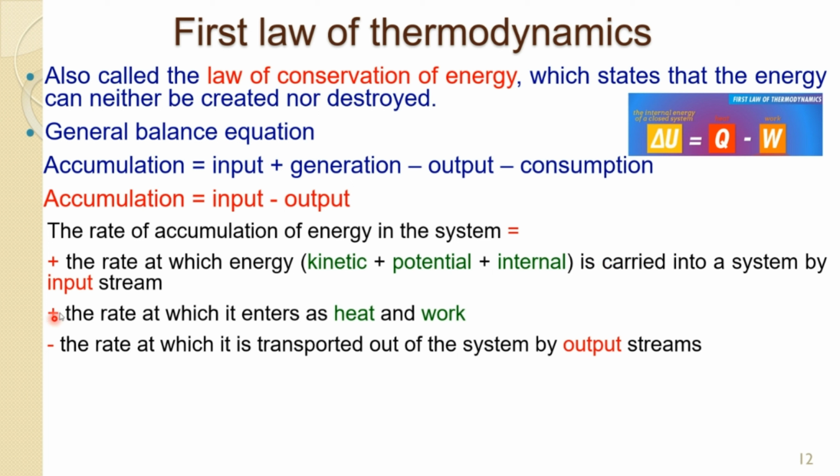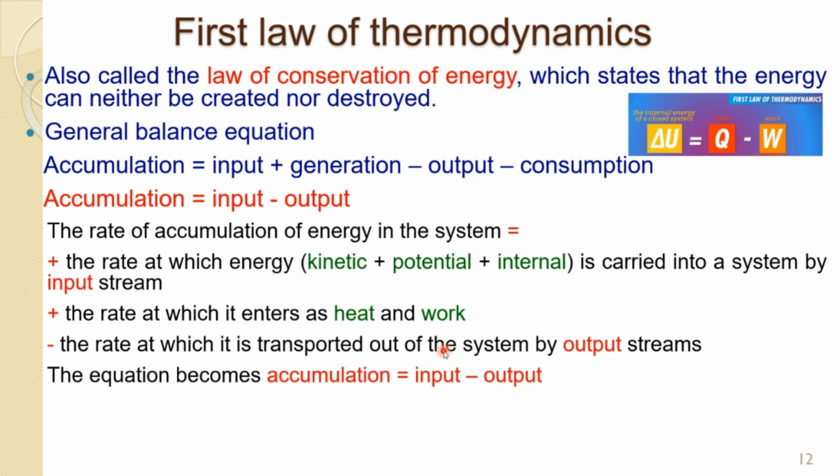However, you have to add one more term, which includes heat and work, because these two are also important terms for the energy. Okay, so you need to consider heat and work in the energy balance. So the energy becomes the accumulation equal to input minus output.